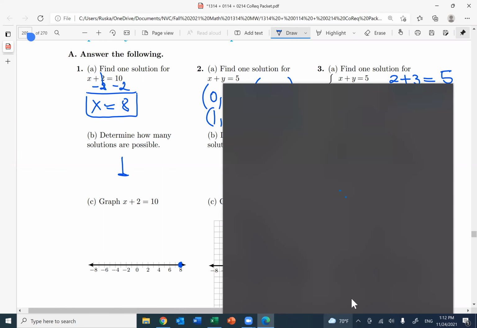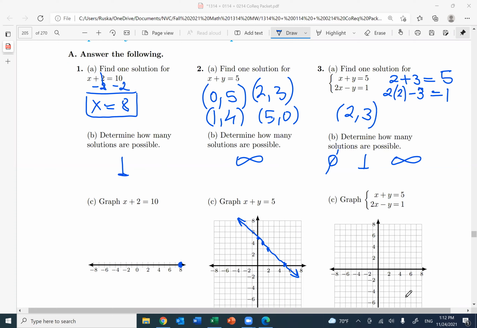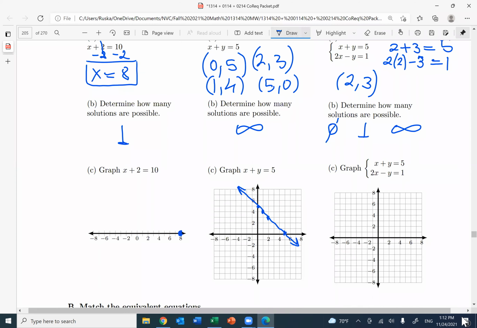So now let's graph it and see how this looks. I'm going to move it just a little up. Let's graph x plus y equals 5, and I already have that graph, so it's going through 5 and negative 5 on both sides. Then we're going to connect those two, and it's going to be a straight line.